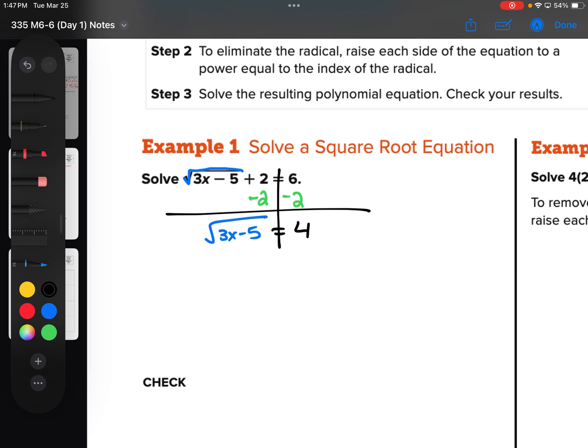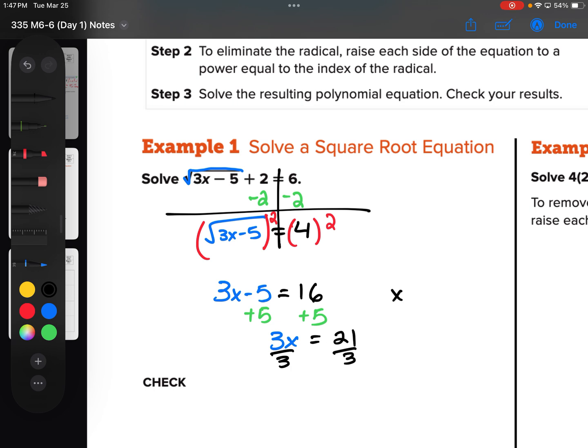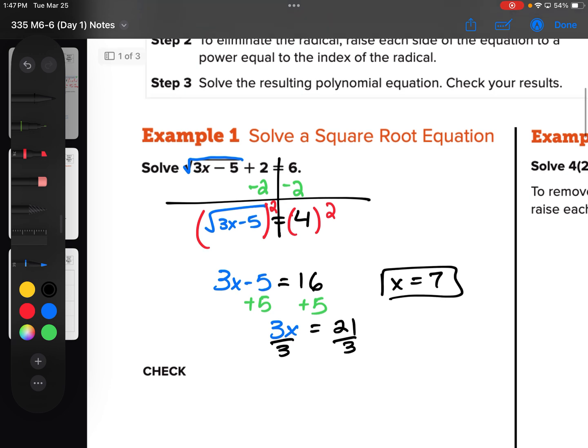And then to get rid of a square root, you're going to square both sides. So it's 3x minus 5 equals 16. And then add 5 to both sides. 3x equals 21. And the answer is x equals 7. Okay. It may or may not be 7 though. So we need to check our answer by plugging it in, okay?